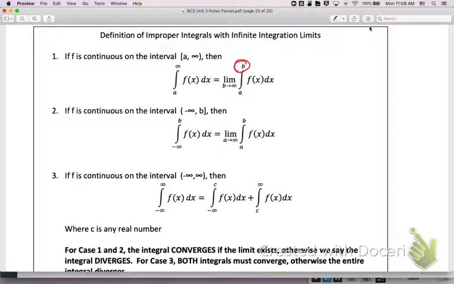Now, if the infinity is on the bottom, then we approach negative infinity on the bottom. And I do believe that this is a typo. We want our a to approach negative infinity. Now, if we have infinities on both the top and the bottom, that's okay, but we are going to have to split that integral. You can pick literally any constant between negative infinity and positive infinity, so c can be any real number.